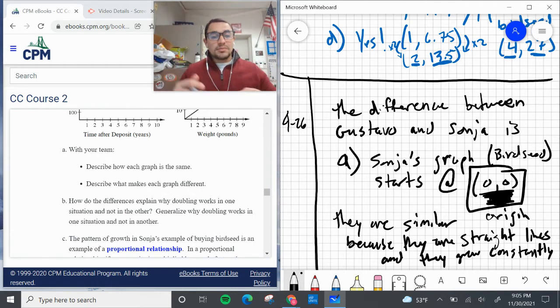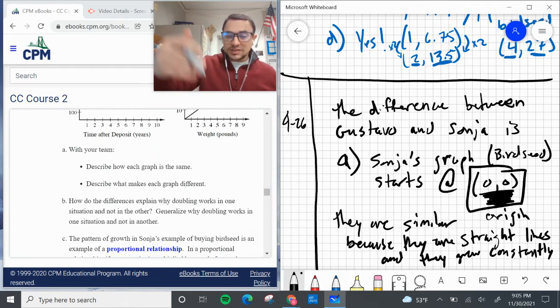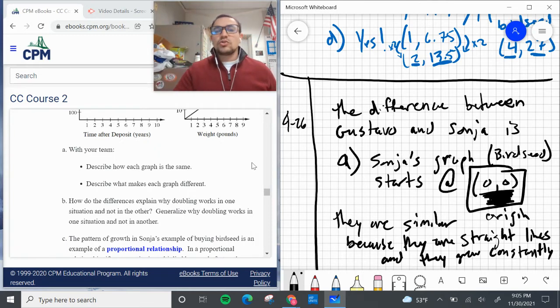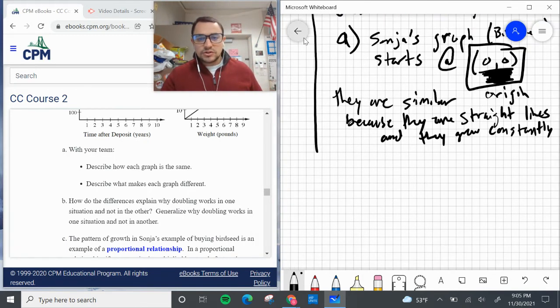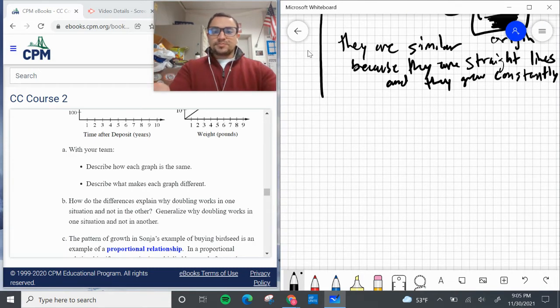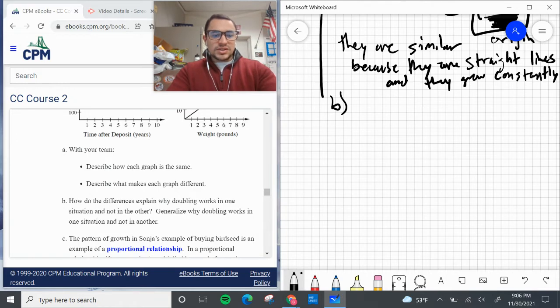They grow constantly. I'm growing by 2, 2, 2. Birdseed, 6.7, 6.7, 6.7. So they're growing constantly. That's what makes it proportional. For B, how do the differences explain why doubling works in one and not the other?